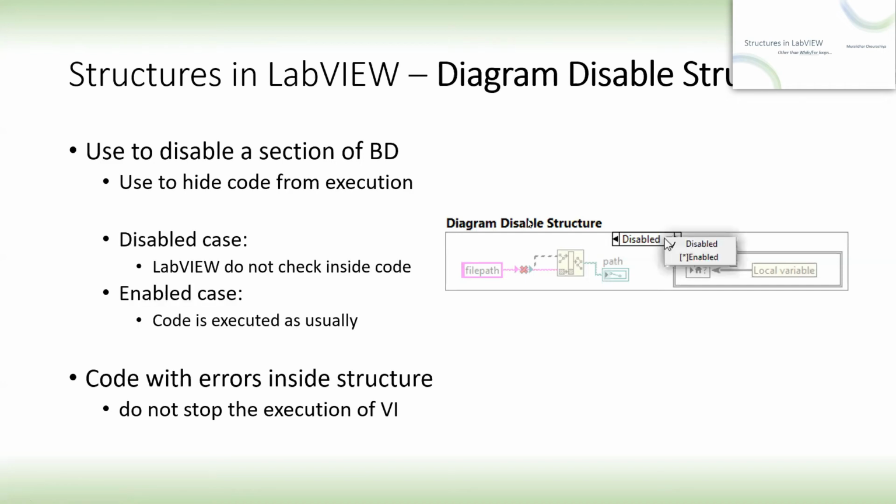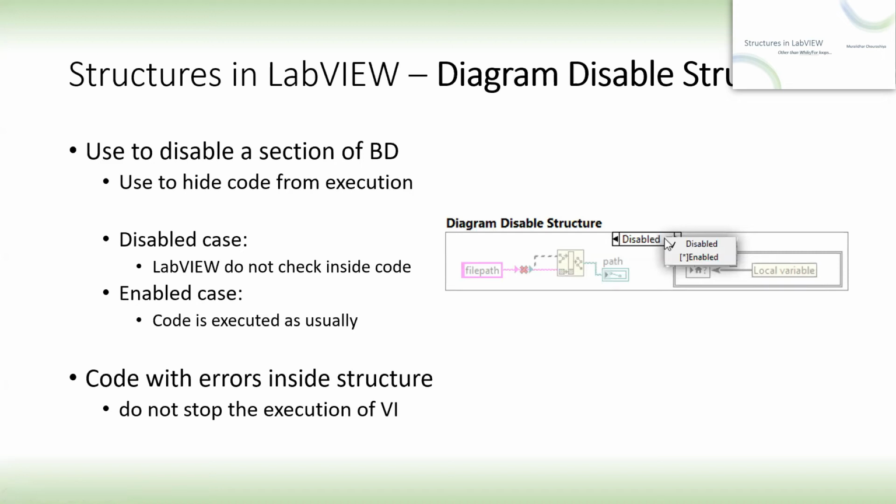So there are two cases here. One is the disabled case. In the disabled case, whatever is written there will not execute when your program is running. And in the enabled case, whatever you put inside it will run when your program starts to run. So this is the disabled structure.